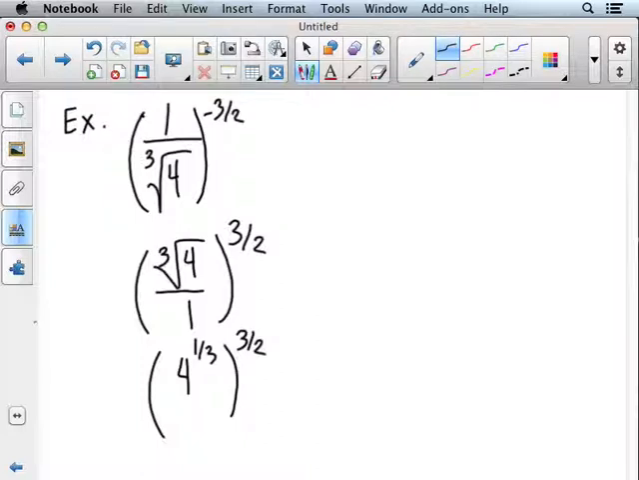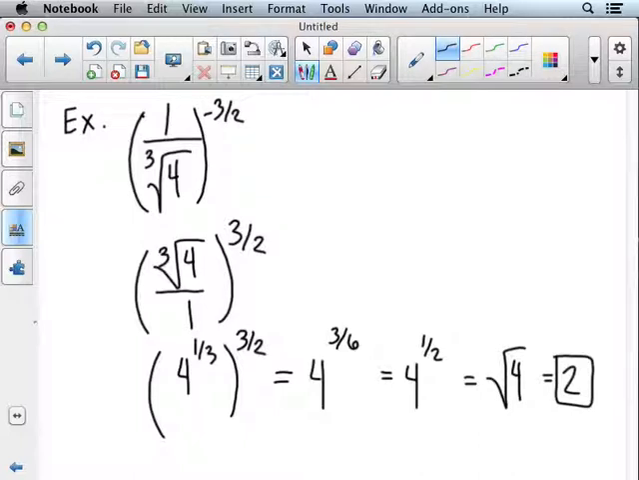Properties of exponents say I can multiply my exponents here. So that gives me 4 to the power of 3 over 6, which is 4 to the power of 1/2. Now, what's 4 to the power of 1/2? Well, that's the same thing as square root of 4. And what's the square root of 4? 2. So there you go.